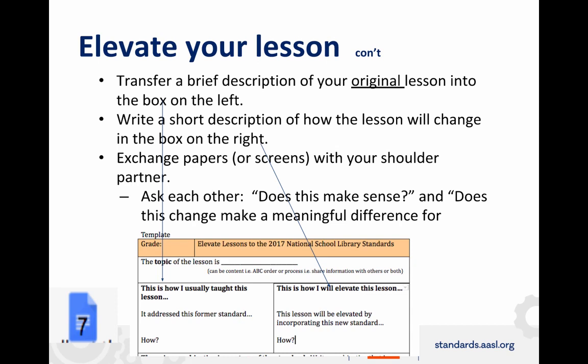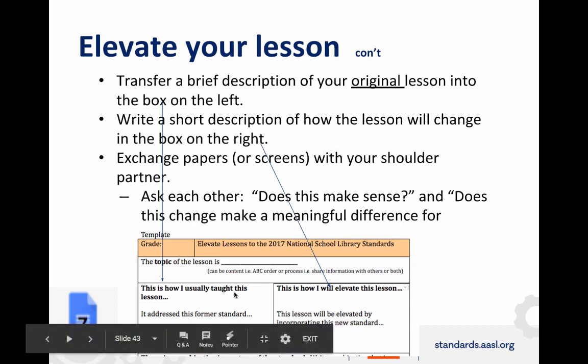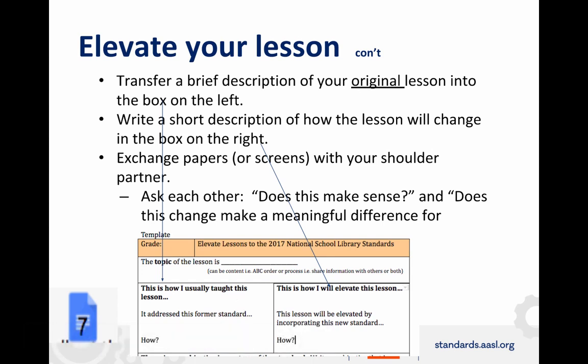So what you're going to do is write on the left, this is how I typically taught this lesson. These are the standards it used to cover. Then over on the right, you're going to apply a new competency to it. Again, you're going to have to look through your standards document and find a competency that's going to be a natural fit and is going to enhance this lesson for your students. So you can pause the video and resume once you've got an elevated lesson that you're satisfied with.